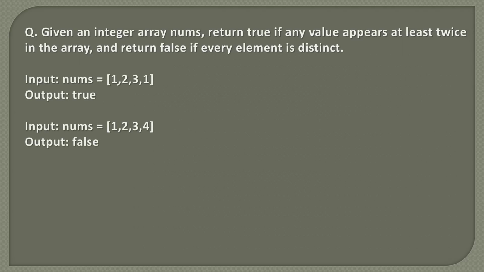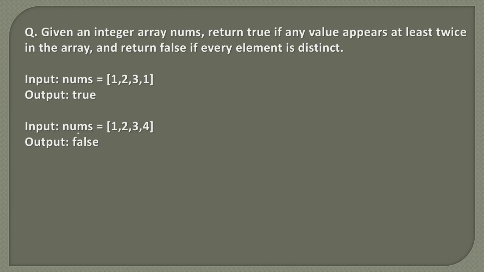Now let's suppose we are given this integer array having elements as 1, 2, 3, 1. Now our task is to return true if any value appears at least twice. So here you can see that 1 appears at 2 places, therefore we return true. And return false if every element is distinct.